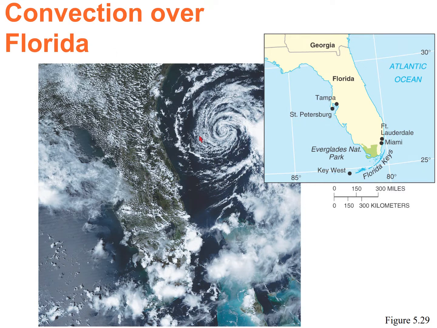So here's a picture of convection over Florida. There's some sort of tropical storm. You can see the air swirling counterclockwise into an area of low pressure. These are all little cumulus clouds, little popcorn clouds. These down here in South Florida look like they're developing, especially that one, into cumulonimbus clouds.